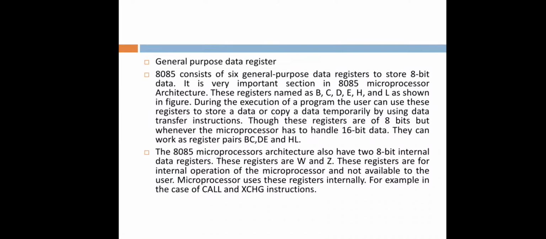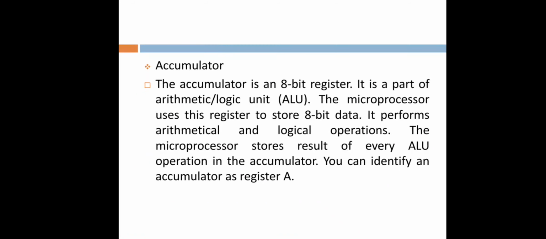The 8085 microprocessor architecture also has two internal data registers. These registers are W and Z. They are used for the internal operation of the microprocessor and are not available to the users. These two registers are basically used to transfer data internally. The microprocessor uses these registers internally, for example in the call and exchange instructions.